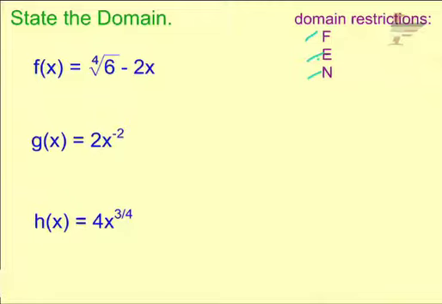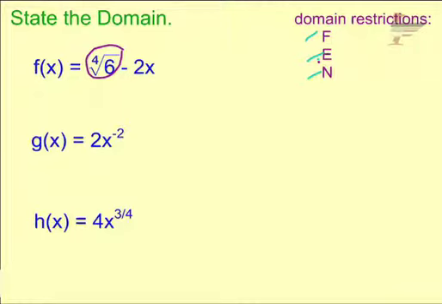So our first example, f of x, is the fourth root of 6 minus 2x. So first, is x in the bottom of a fraction? No, it's not. Are we taking an even root of x? So here's where it might get a little confusing. We are taking an even root, but if you notice, it's an even root of 6. The x is not actually in there with the even root.